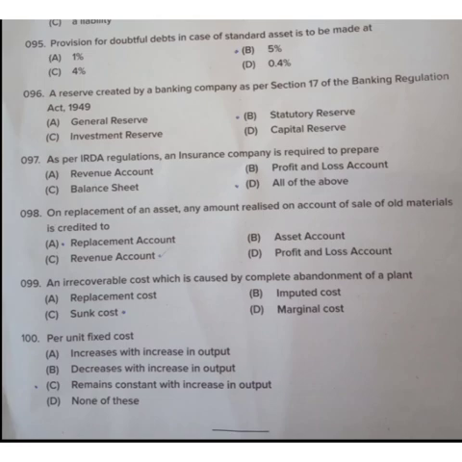Last question. Per unit fixed cost decreases with increase in output. This is only a provisional answer key. Thank you.